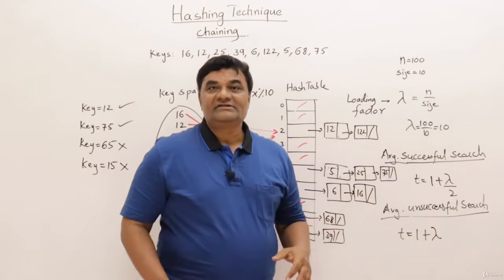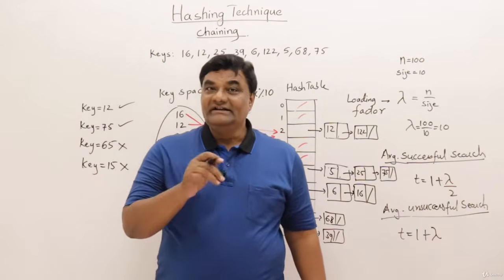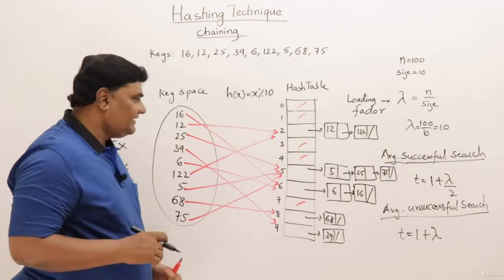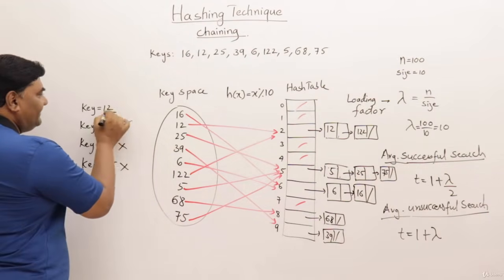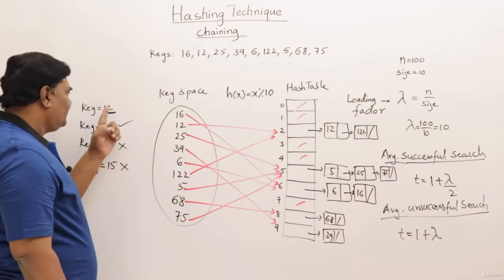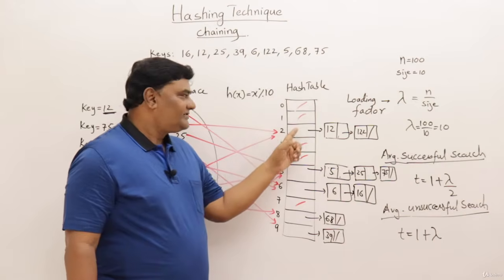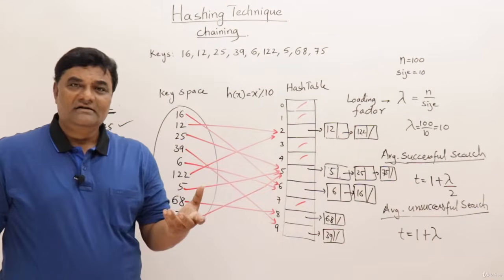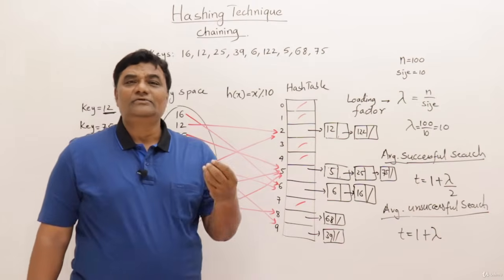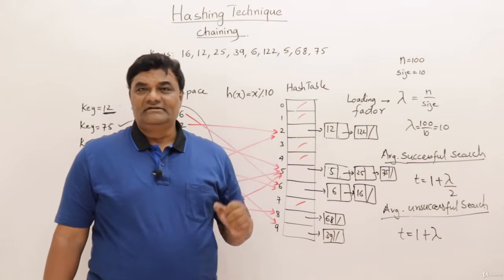So I have discussed searching, the analysis also. Now the last thing is delete. Let us see how to delete any key. Suppose I want to delete the key 12. For deleting 12, use the hash function. It gives index 2, go to index 2, and search in this chain. If it is found, delete the node. Simply, it is just like deleting a node from a linked list.